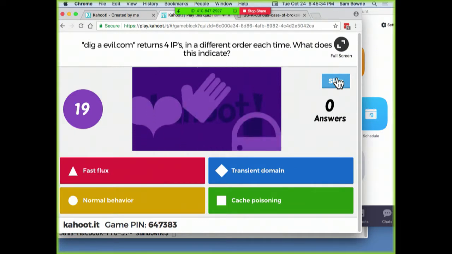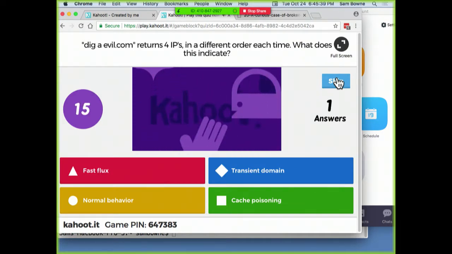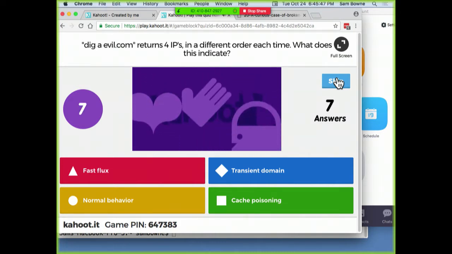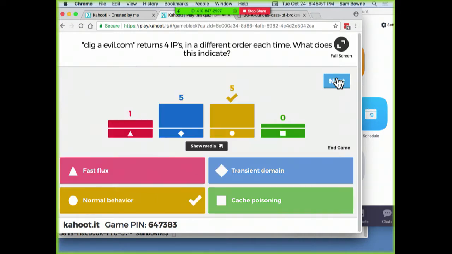All right, so I dig evil.com and I get 4 IPs and they're in a different order every time. What does that indicate? Normal behavior, that's a common form of load balancing. You have 4 servers and you put them up in a different order every time. Doesn't mean anything bad is happening.